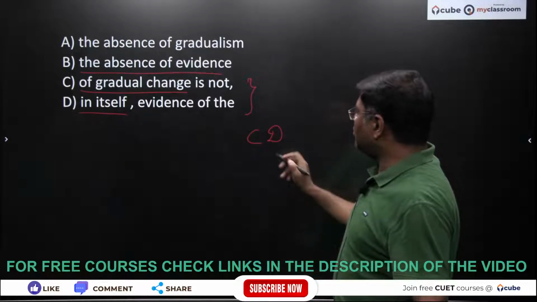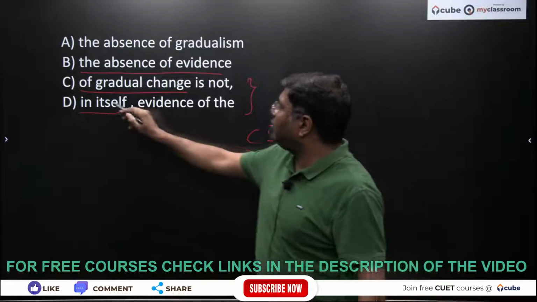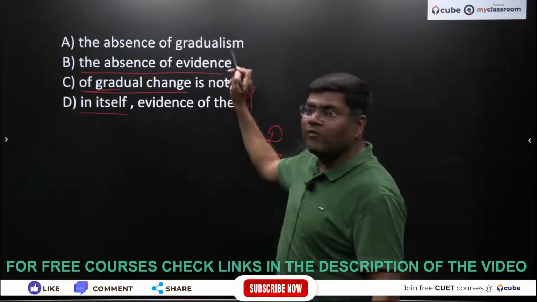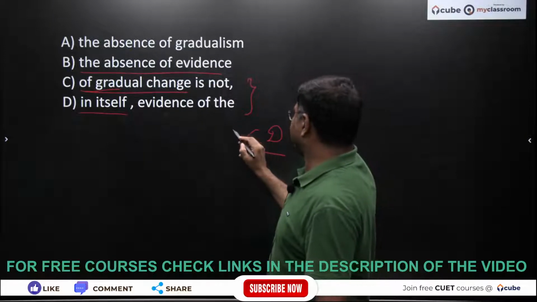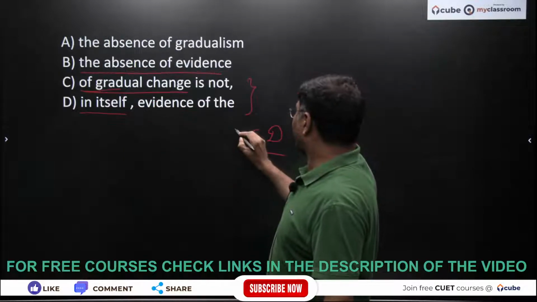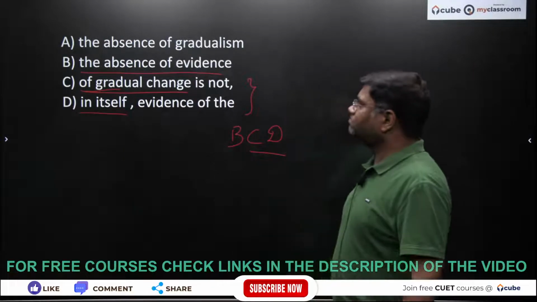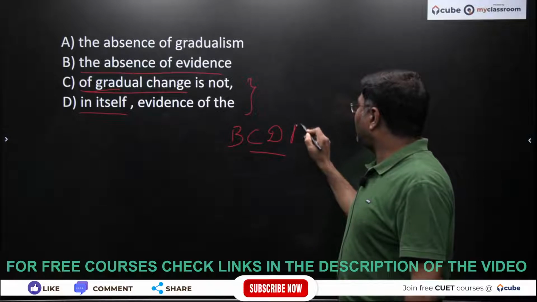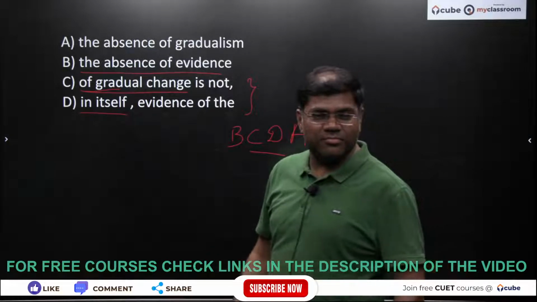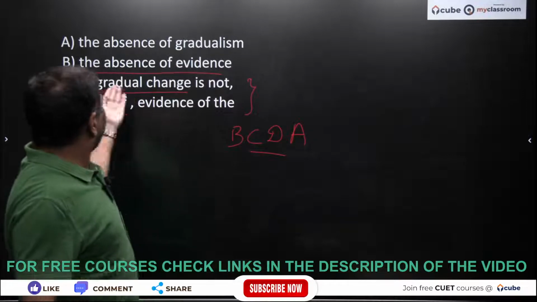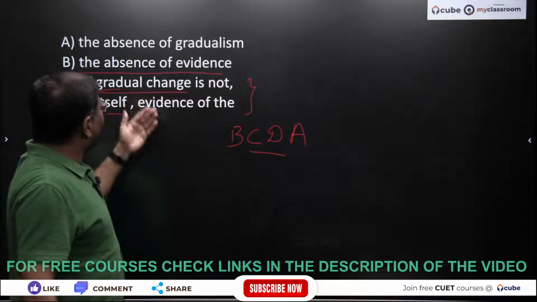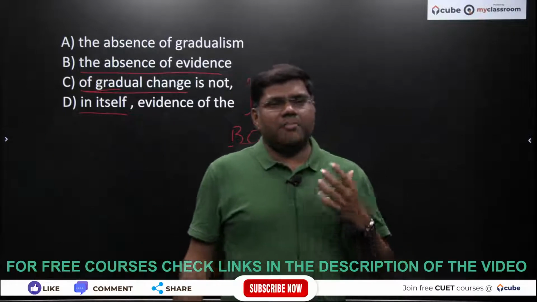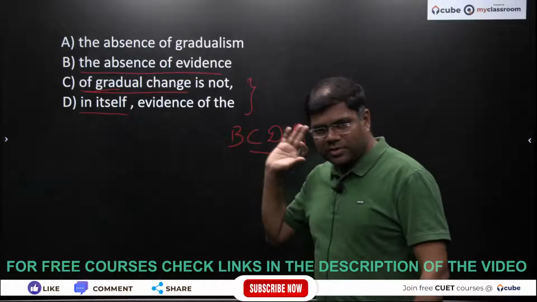So how do you start? You know that CD is a pair, and if you want to make sense of this, you should have something before this. So what is that? The absence of evidence of what? Of gradual change. So this becomes B. So you say that the absence of evidence of gradual change is not in itself evidence of the absence of. Slightly tricky which can come first, but this is how it is. The absence of evidence of gradual change is not in itself evidence of the absence of gradualism. So this is basically a little complicated, but I hope you have understood how it works.